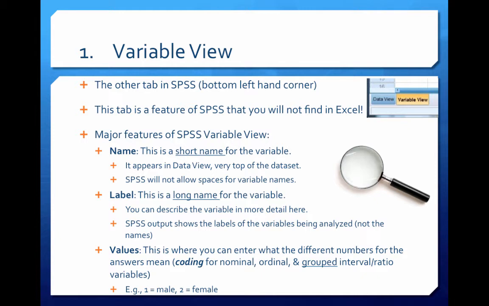Values is where you can enter what the different numbers for your answers mean. And really this is when we talk about coding. We have nominal variables because we're using categories and groups: males, females, undergraduates, graduates, married, single, divorced. Because these are words, and SPSS, when it does analysis, likes to work with numbers, we have to code each of our possible responses and give it a number.